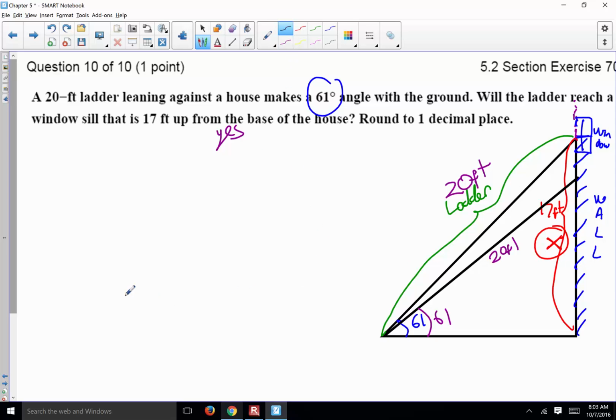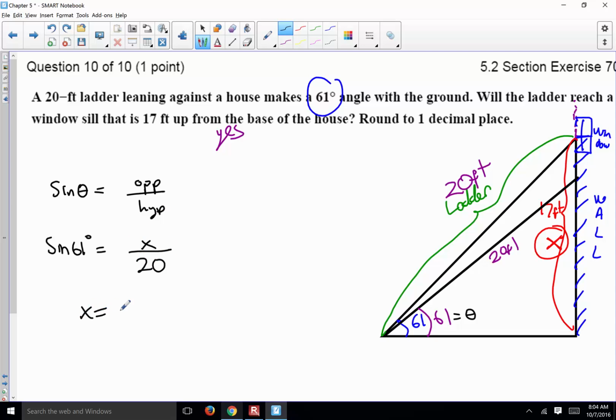Which trig function are we going to use? Sine. It should be something related to opposite, hypotenuse and angle. It is sine. I'm going to call this theta. Sine theta is opposite over hypotenuse, and 61 degrees is given. To make your life harder, they didn't make it 60 but 61. Opposite is still unknown. We want to see how high it goes up, and hypotenuse is 20. So x is 20 times sine 61.